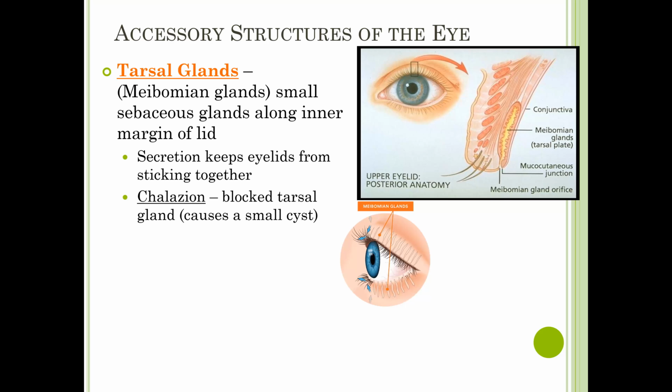A condition called a chalazion is when you have one of these blocked tarsal glands, so the sebaceous secretion can't come out, and you end up getting a small cyst. It's called a chalazion when it is not infected, and if it is infected, this is called an internal sty, which is like a little infection. Usually you'll have a yellow dot underneath your eyelid. This would be an infection of a tarsal gland.